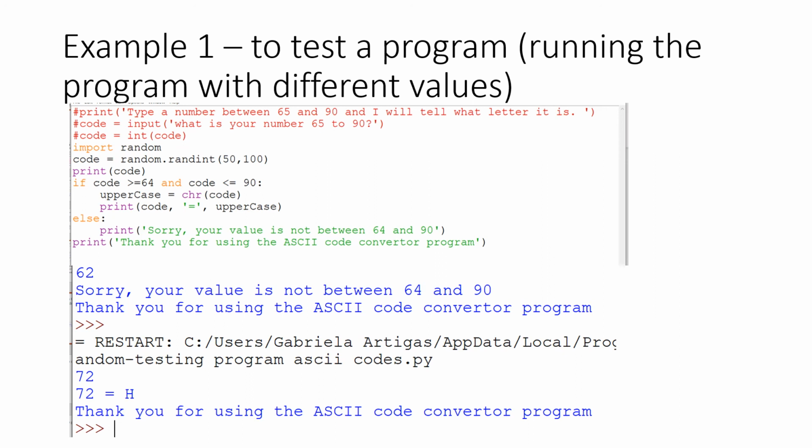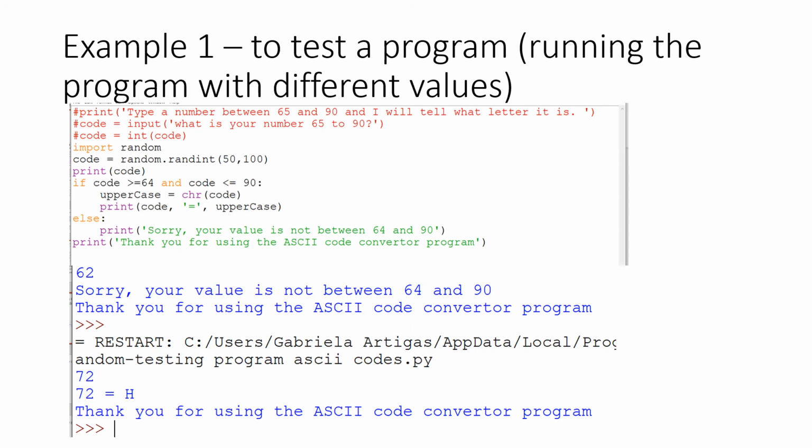So modify that program, leave the lines as comments, just like I have it on the screen, and run it multiple times, so you see how it gives you different letters if the value is between 64 and 90. And then play: maybe change the random values, the 50 and the 100, and see what happens.